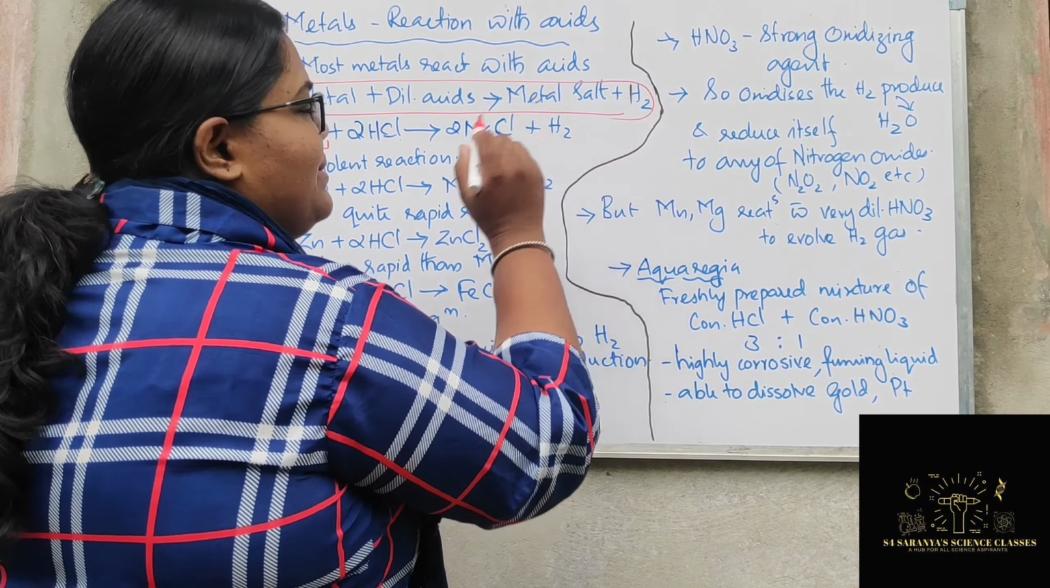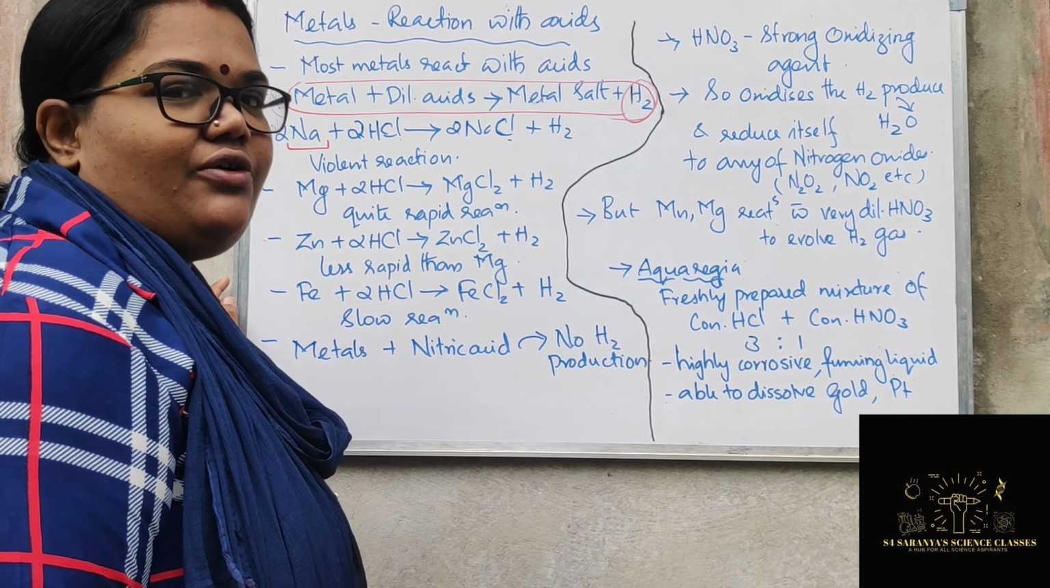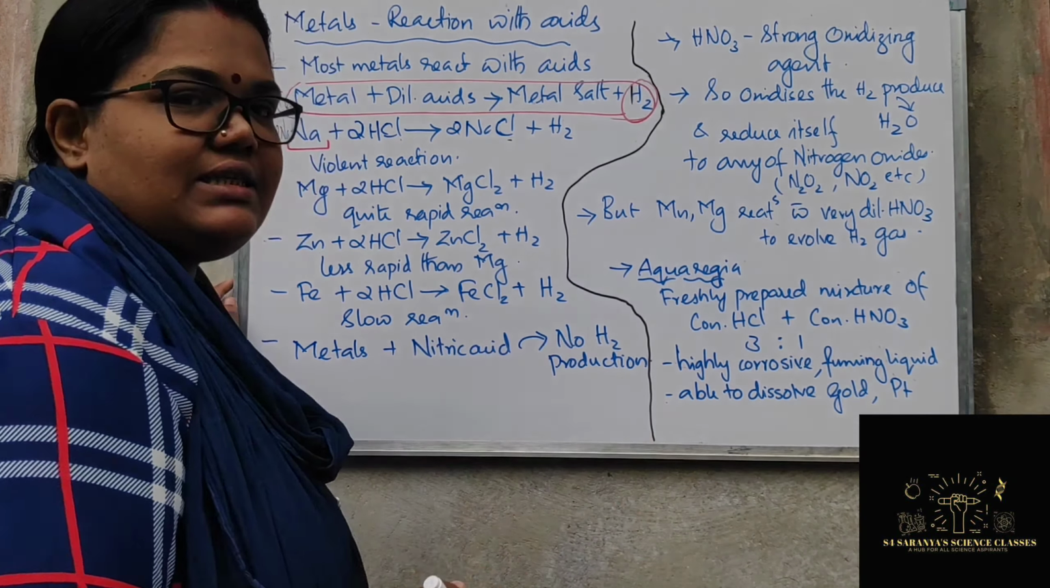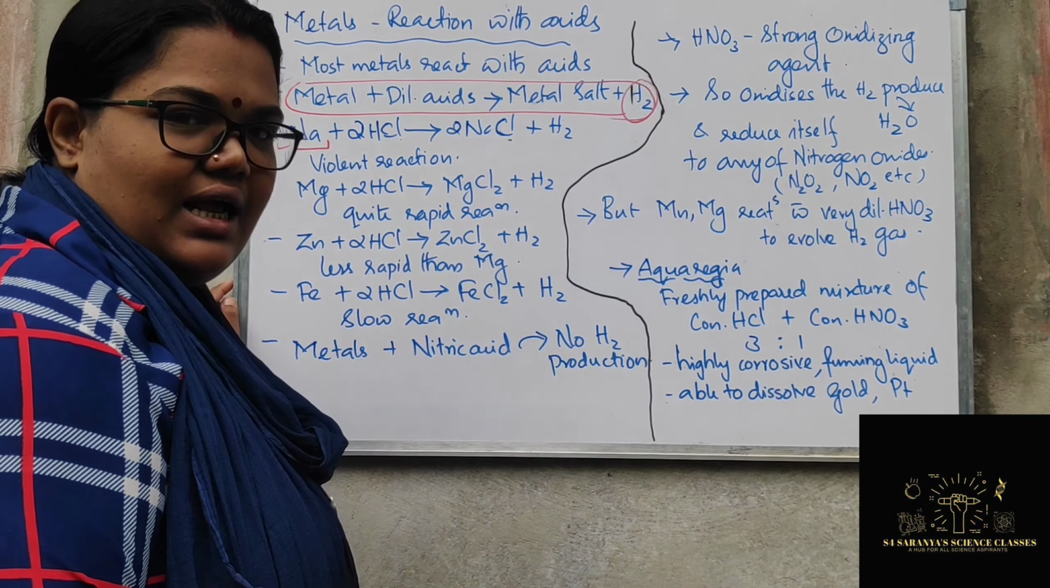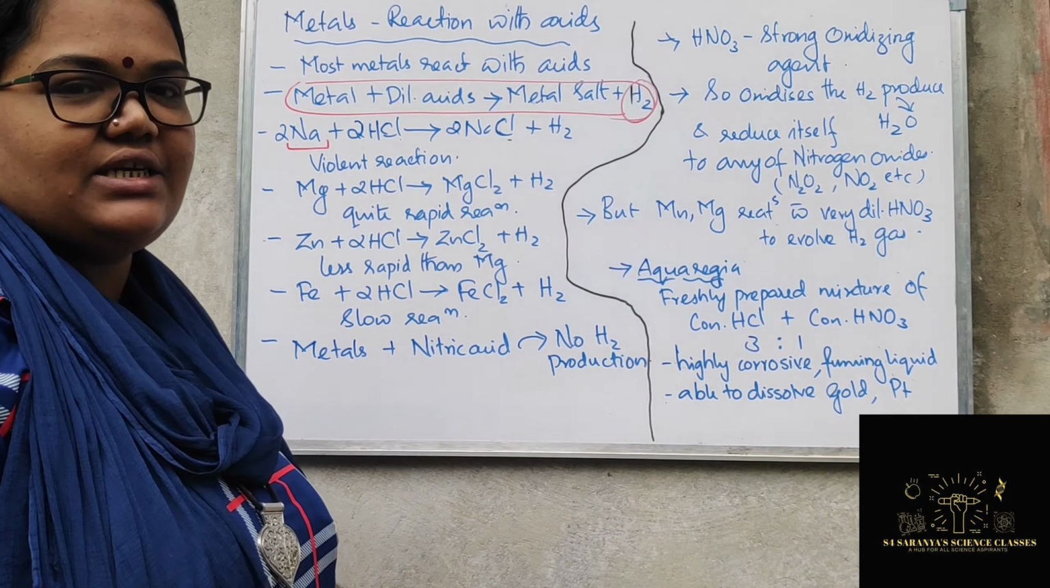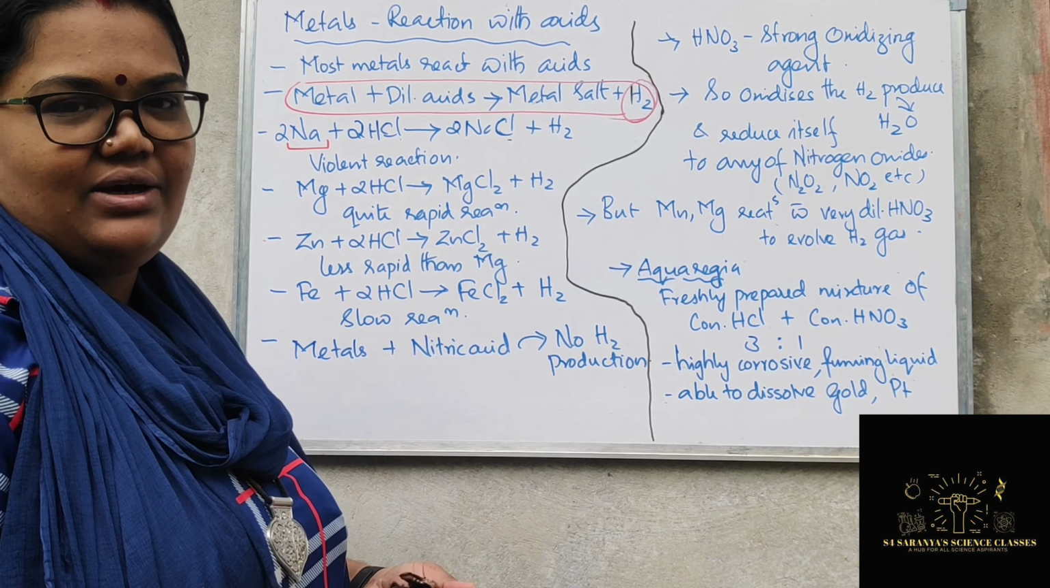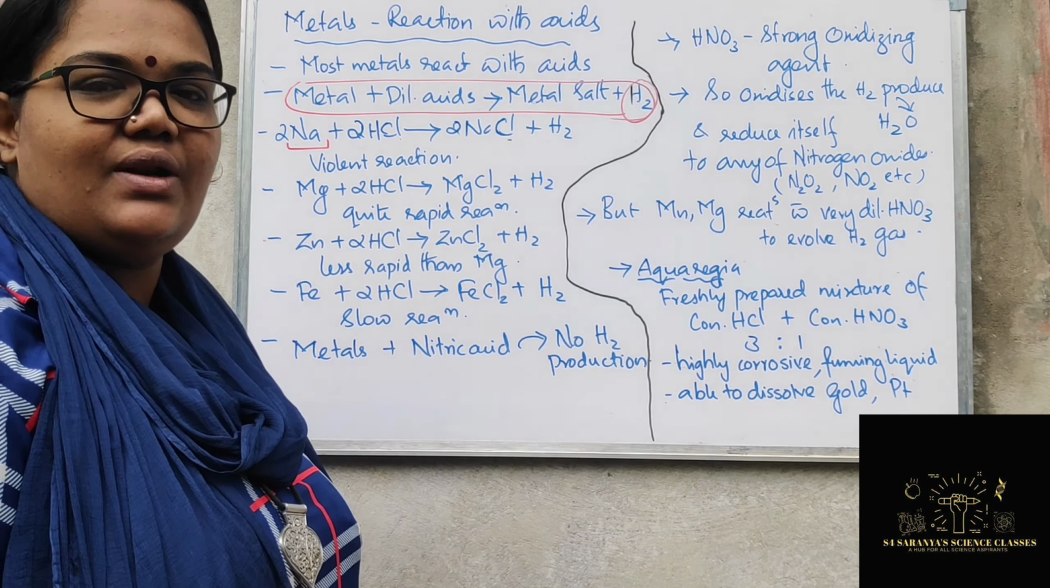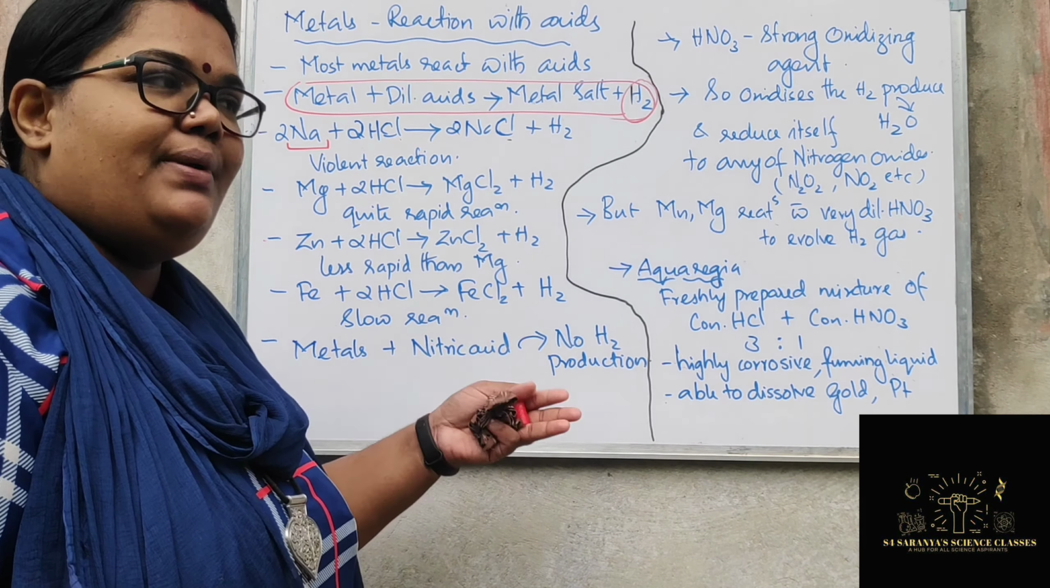How can I identify this hydrogen gas? By the use of the pop test. We have already learned it in the first chapter of class 10. Here I have taken different examples so that you can understand the rate of reaction, how easily or how vigorously the reactions will occur. Obviously the rate of reaction will vary according to the metal reactivity.